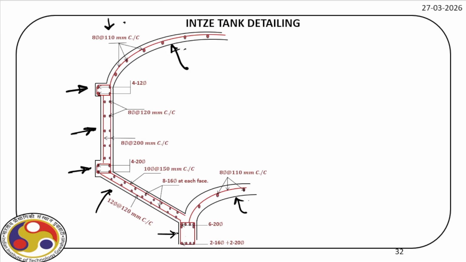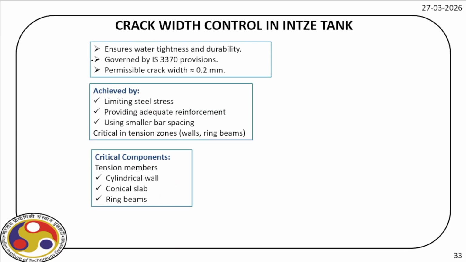So from this, you see how each and every critical component of the Intze tank is designed. The only thing is, again, for the column, the criticality is to consider the wind load, that separately we have to consider. Otherwise, the design of Intze tank is not that difficult. You can easily follow the steps that is discussed in this lecture, and then you can follow the design procedure and the detailing also.